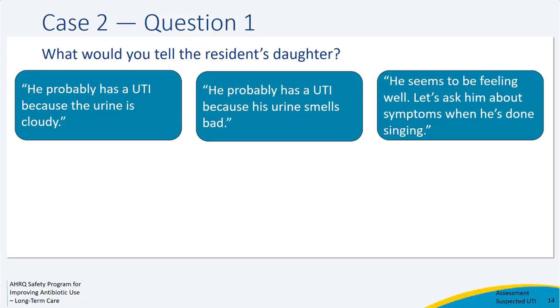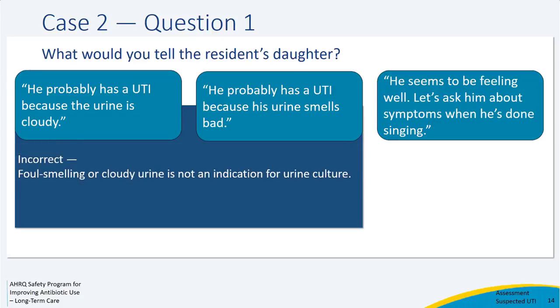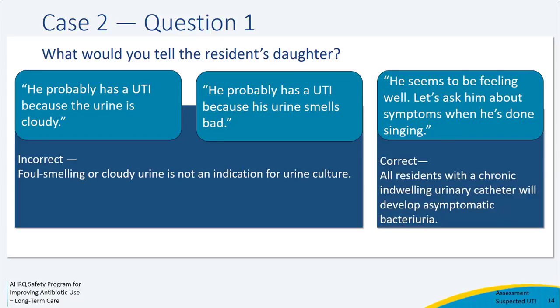If you choose, he probably has a UTI because the urine is cloudy, or he probably has a UTI because his urine smells bad, you are incorrect. Foul-smelling or cloudy urine is not an indication to send a urine culture. If you choose, he seems to be feeling well, let's ask him about symptoms when he's done singing, you are correct. All residents with a chronic indwelling urinary catheter will develop asymptomatic bacteriuria.